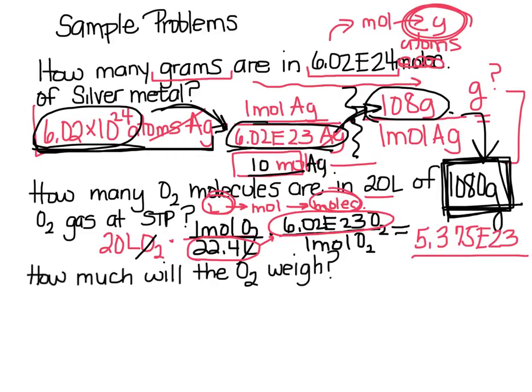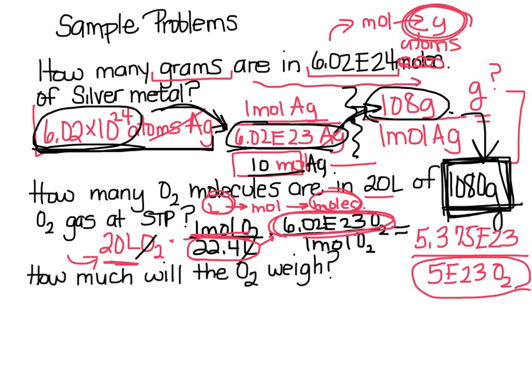Technically, we'd go back to the beginning, look at our first number, which only has one significant digit. So in reality, our truly correct answer would be 5 times 10 to the 23rd oxygen molecules. That's how many molecules we'd have. How did we figure that out? We knew how much space it took up. So from there, we figured out how many moles we had. And once we knew how many moles we had, we could figure out how many particles that would be.